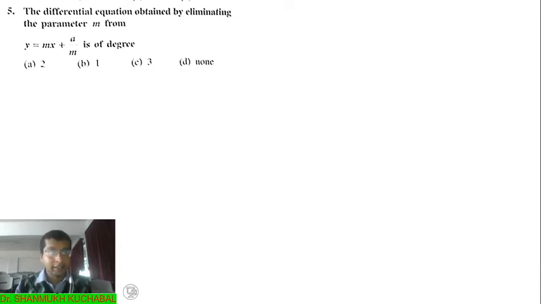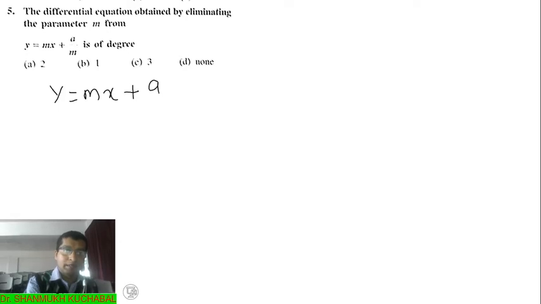We'll move to our next example. The differential equation obtained by eliminating the parameter m from y equal to mx plus a divided by m is of order. We have to eliminate m. So the given equation is y equal to mx plus a by m.